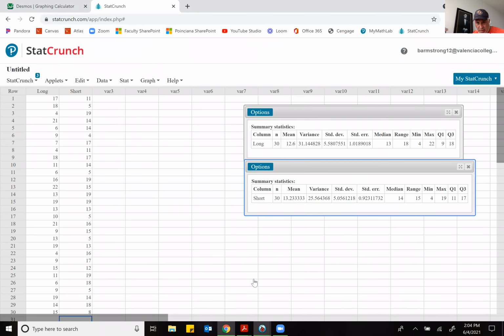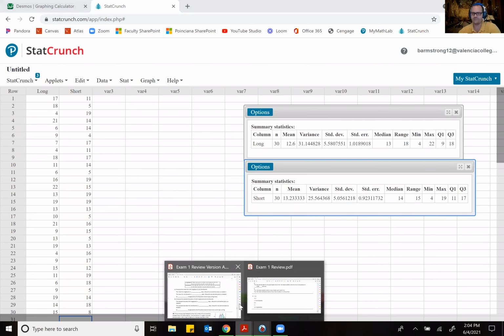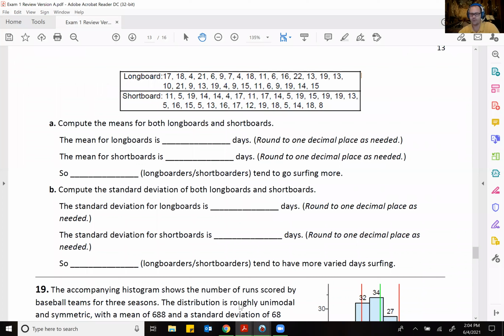13.2. Okay. So in that first blank up there, you're going to put 12.6. In the second blank, you'll put 13.2. And now the question is, which blank tends to go surfing more? Short boarders, they have a higher mean. They go surfing more. So you'll say short boarders.